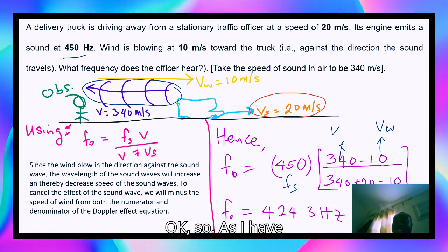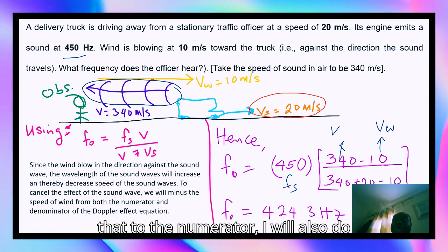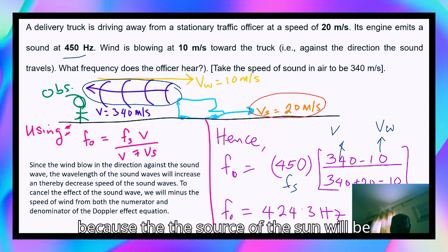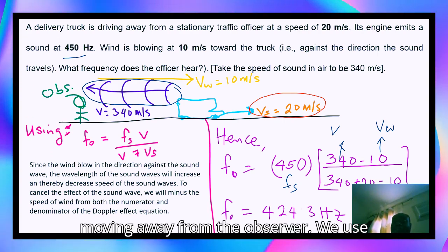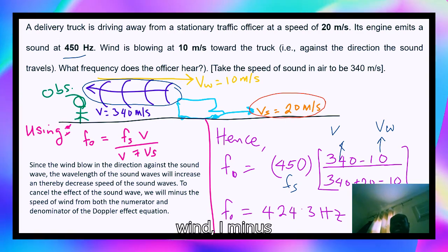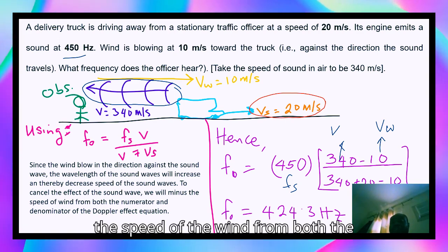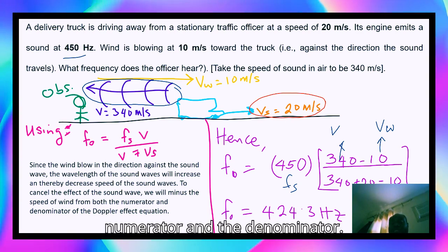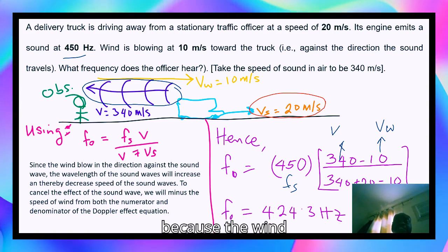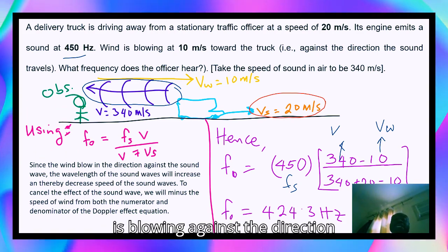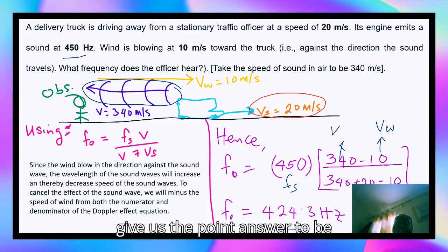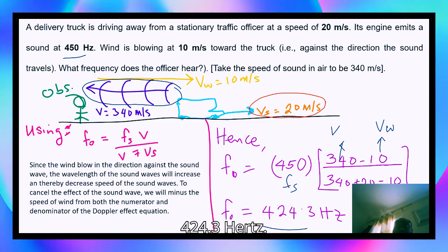As I have done that to the numerator, I will also do that to the denominator. Do not forget, because the source of the sound wave is moving away from the observer, we use plus. However, to cancel the effect of the wind, I minus the speed of the wind from both the numerator and the denominator. The reason why I minus in this case is because the wind is blowing against the direction of the sound wave, and that gives us a final answer of 424.3 Hz.